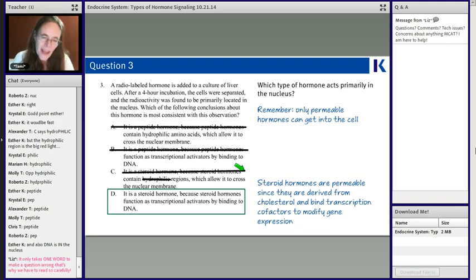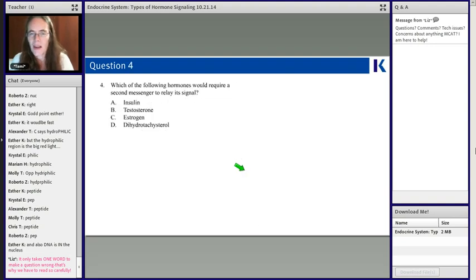Okay, and I agree with Esther. Our DNA should be found in our nucleus. Absolutely. Excellent. All right, this one, we're going to go ahead and do this one together because I want you guys to tell me what I'm looking for.